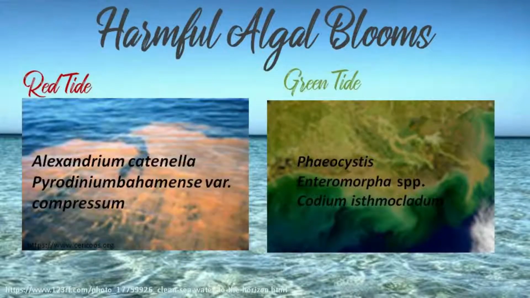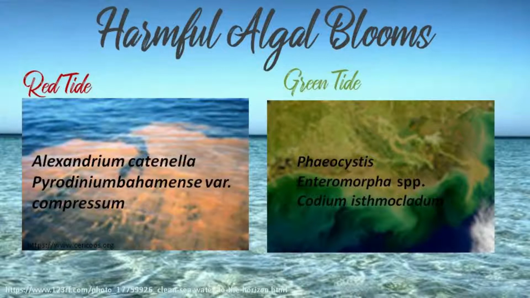Red tides are not always red. It has three types: red, brown, and green. However, the focus of this presentation is only on green and red tides. This phenomenon, depending on what species of dinoflagellates is or are present, varies in color.